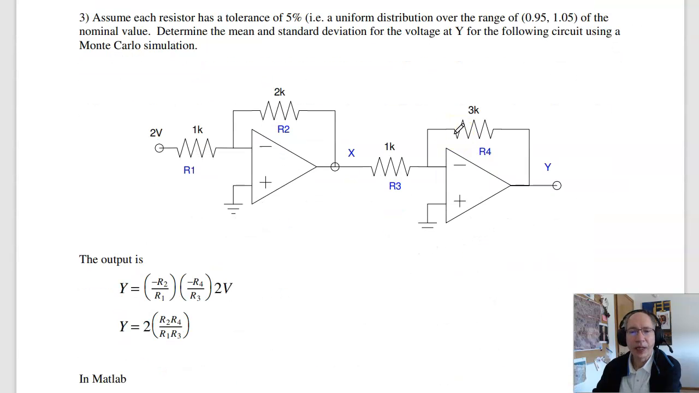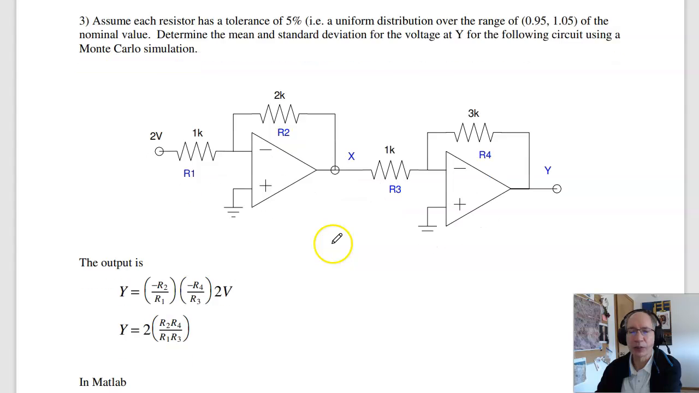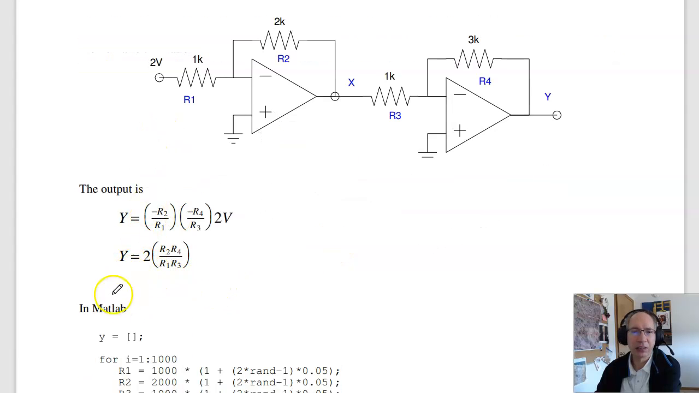Problem 3. Suppose I have this circuit and the resistors have 5% tolerance. Find the mean and standard deviation for y. So here we're going to use the Monte Carlo simulation. The equation is the first stage is an inverting amplifier, gain is minus R2 over R1. Second stage is an inverting amplifier, gain is minus R4 over R3. So y, since x is 2 volts, is just 2 R2 times R4 divided by R1 times R3.